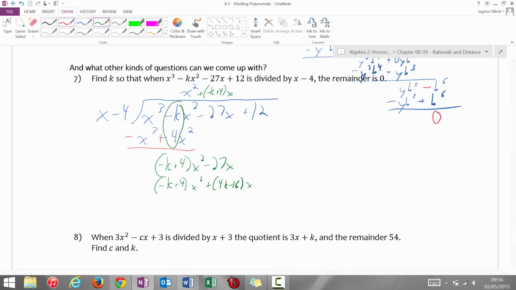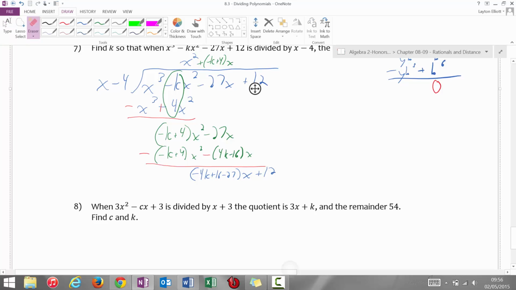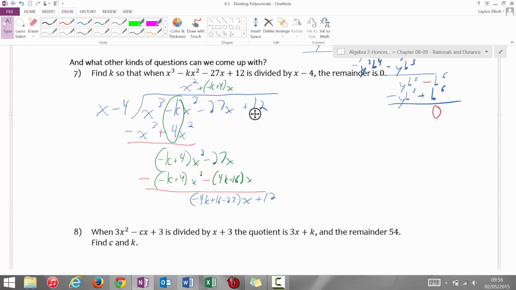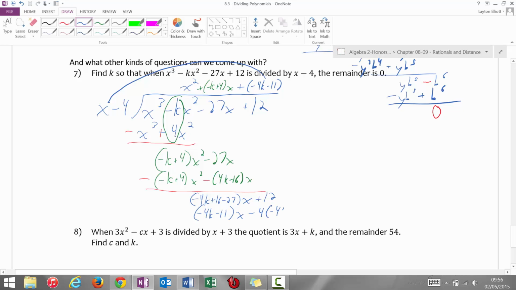Then I'm going to change my signs. Minus, minus, and I'm going to add. So this negative is going to distribute. Negative 4k plus 16 minus 27x, and then plus 12. We're almost done. It may be helpful to write this positive 16 minus 27 and actually subtract it, just make that negative 11, because that's what we're going to do up here. I'm going to say that has to be plus a negative 4k minus 11. And as I multiply that here, I'm going to get negative 4k minus 11 times x, and then minus a 4 times negative 4k minus 11.